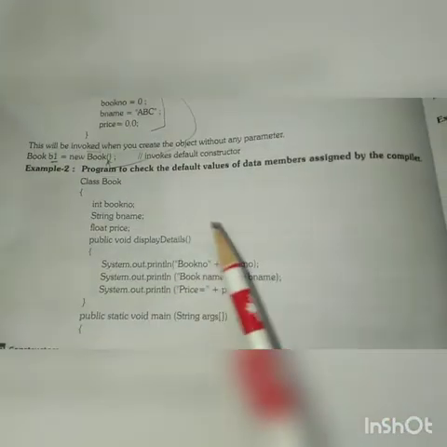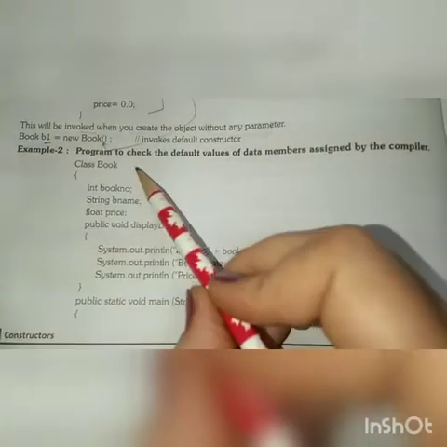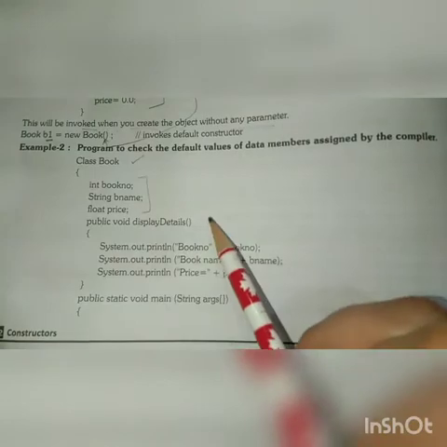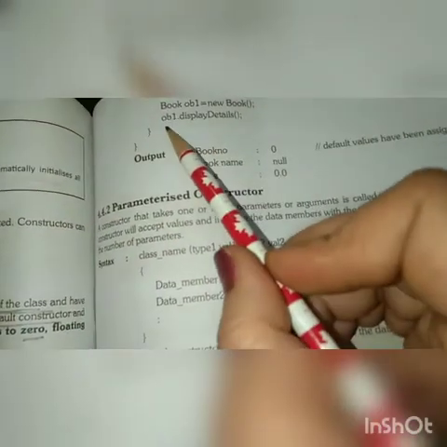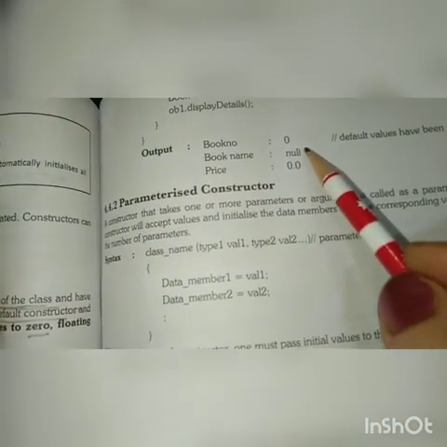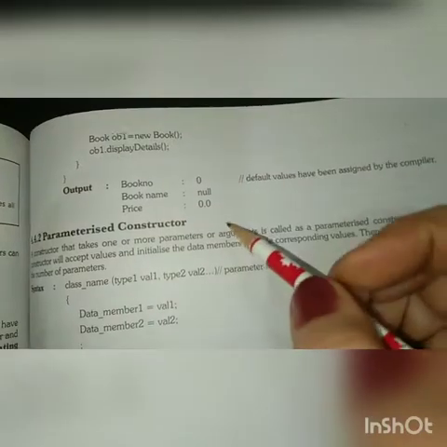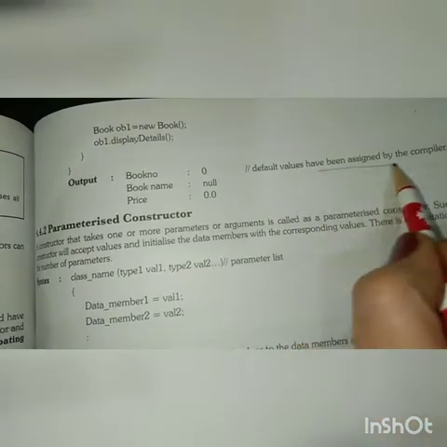Now there is a program again. Program to check default values of data members assigned by compiler. It is telling you again Book is there, 3 variables taken, one non-static method is there. Then in the main method, Book object ob1 is created and ob1 displays details. It is telling you the output: we have not created a constructor in this program. You can see that there is no constructor here. If we do not provide the constructor in the program, then the compiler will automatically create the default constructor and the default values will be assigned by the compiler.